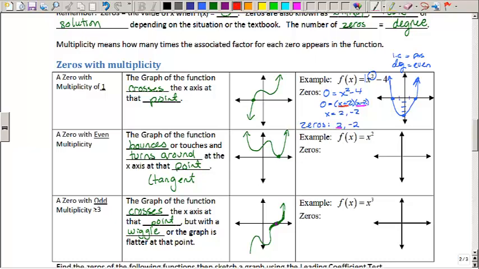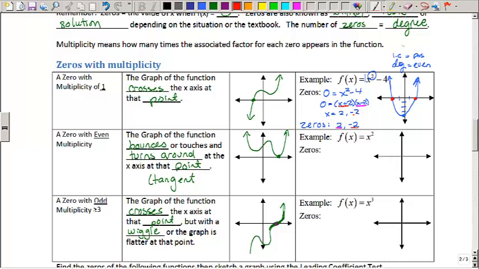One copy of x plus 2 gets me a zero of negative 2. Just one copy of it. So we have a negative 2, 0, and notice the graph goes right through it. And we have a positive 2, 0, and the graph goes right through it. Because if you have a zero with multiplicity 1, the graph just goes straight through the x-axis.